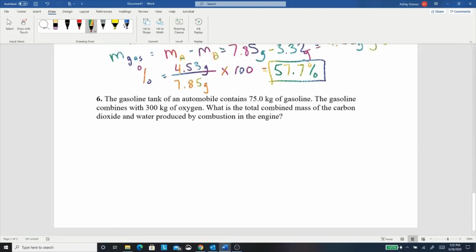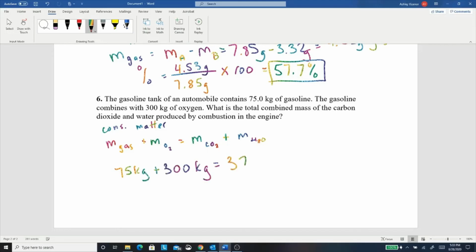And the last problem, 6: the gasoline tank of an automobile contains 75 kilograms of gasoline, which combines with 300 kilograms of oxygen. What is the total combined mass of the carbon dioxide and water produced by the combustion in the engine? This is still conservation of mass, or conservation of matter. Okay, so that means that the mass of our gasoline plus the mass of our oxygen has to be the same as the mass of our carbon dioxide plus the mass of the water. And it just says mass combined. It doesn't want the individual masses of them. So our mass of gasoline plus our mass of oxygen is 75 kilograms plus 300 kilograms. And that is 375 kilograms of carbon dioxide and water produced. That's how much mass we're starting with. That means that's how much we're going to end with.